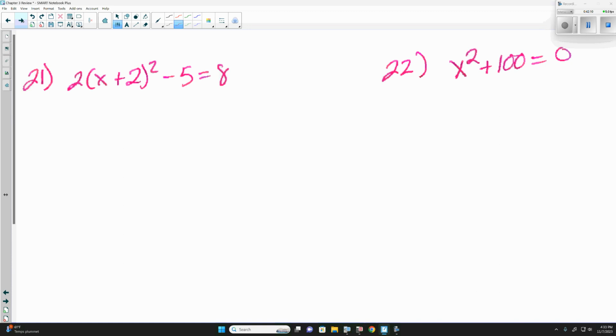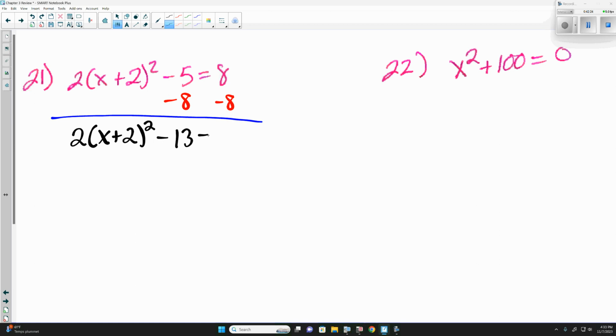Number 21 is the same as 20. I could try graphing it, and to graph it, I would subtract 8 from both sides, get this thing equal to 0. x plus 2 squared minus 13 is equal to 0.